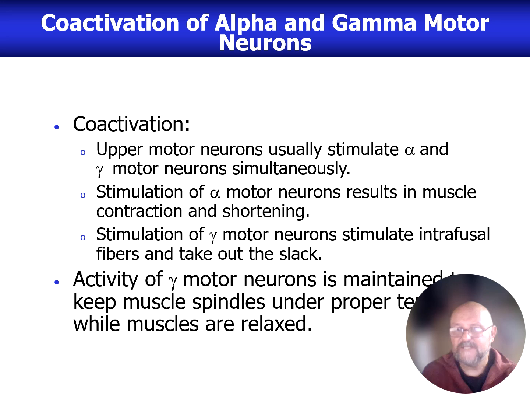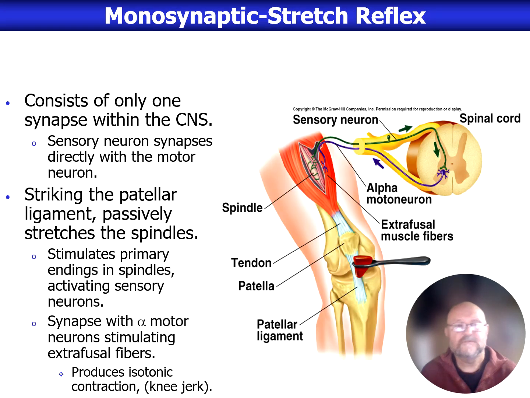So activity of the gamma motor neurons is there to keep muscle spindles under the proper tension while the muscle is relaxed, and so you're still getting a measurement through the sensory endings. So this kind of takes us on to a few minutes of understanding reflexes and why we use reflexes. So there are different types of reflex that we see.